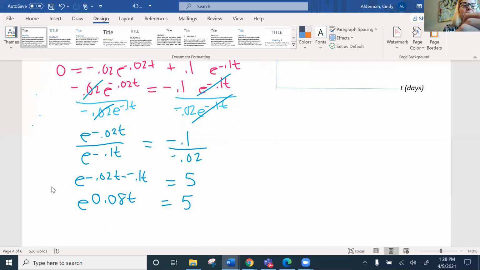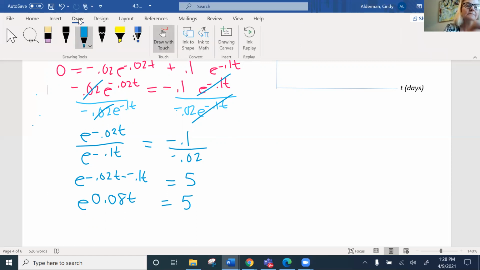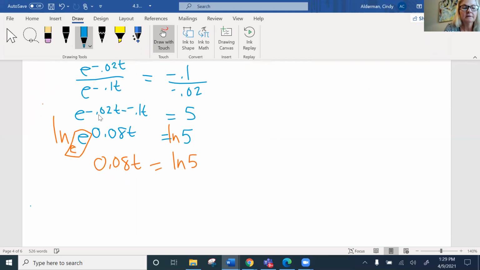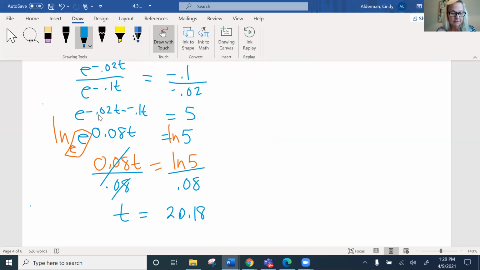Right, and how you solve problems with e is you just take the natural log of both sides. So remember, whenever you have this stuff together, you get to drop the ln altogether, and you're just going to be left with 0.08t is equal to the natural log of 5. And then just solve for t. So we're going to divide both sides by 0.08, and you'll get t, or time, is equal to 20.12.